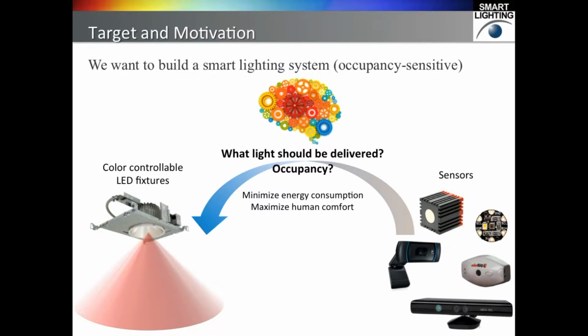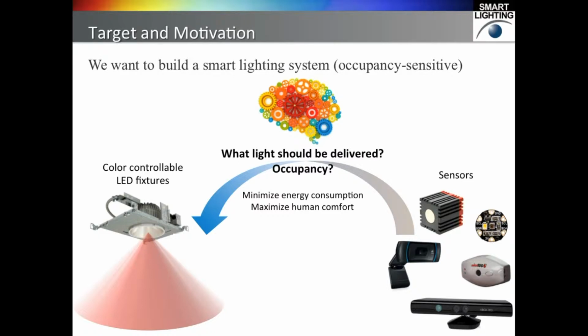So, our target is to build a smart lighting system. We have a controllable LED and some sensors. Now we want to deliver the correct light in the space. By correct, we mean we want to minimize energy consumption and maximize human comfort.